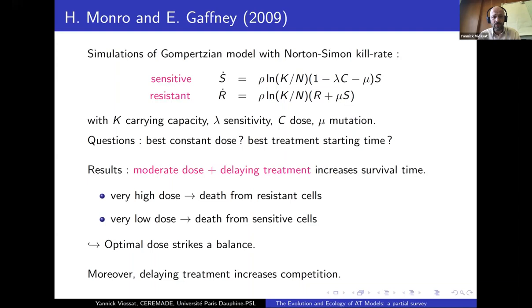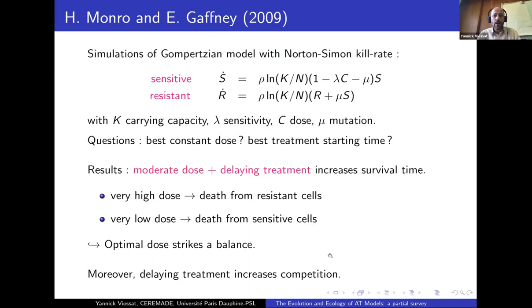The intuition is that if you have a very high dose, you're going to kill sensitive cells and you're going to die mostly from the resistant cells. If you have a very low dose, you're going to die from the sensitive cells. So the idea is that you should strike a balance between these two things, and the optimal dose is such that when you die, you have almost as many resistant and sensitive cells in their model. And moreover, the idea of delaying treatment is that by increasing N, you're decreasing the term log of K over N, and so it's like you're increasing competition.